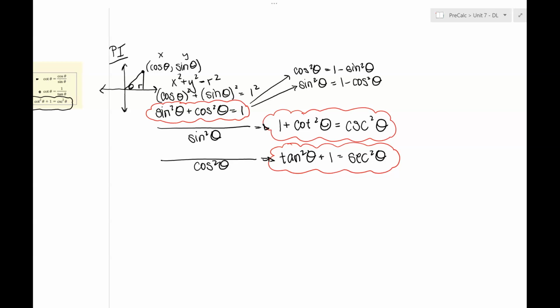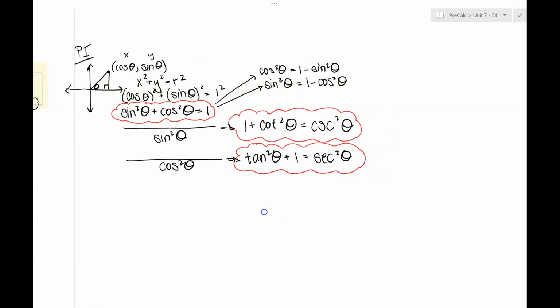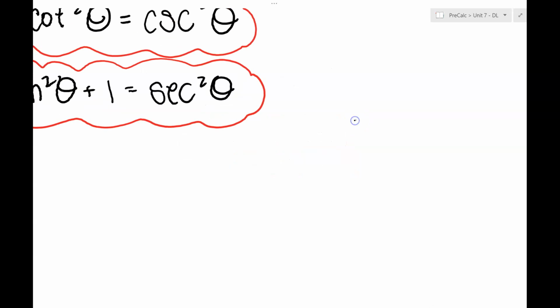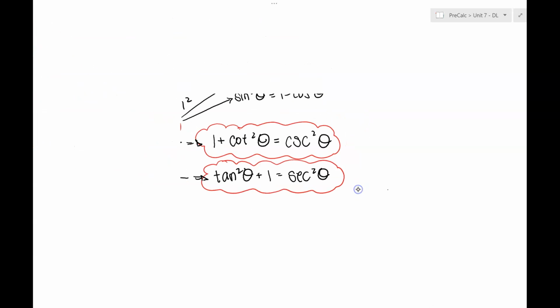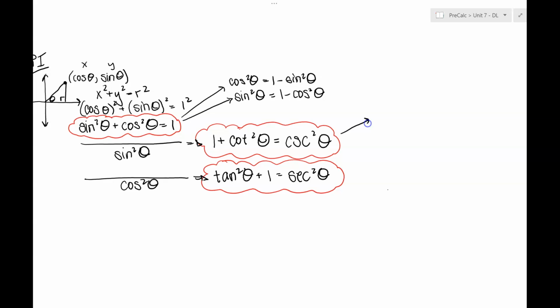As you start to get used to these, I would recommend that you have all these written down. I normally write the three at the top in red, and then I derive the rest just by moving pieces around. For the second Pythagorean, I would subtract cotangent squared theta first. So 1 would be equal to cosecant squared theta minus cotangent squared theta. Or if I subtract the 1, then we get cotangent squared theta is equal to cosecant squared theta minus 1.